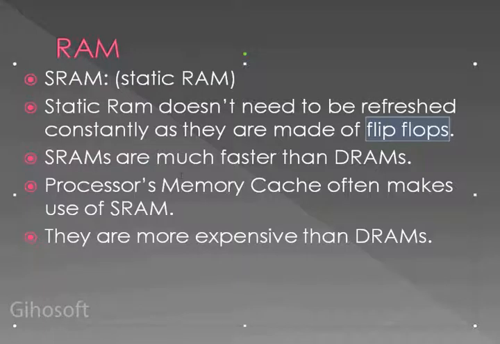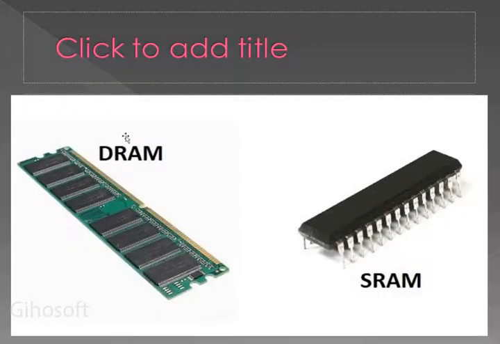They are more expensive than DRAM. They have less storage capacity. You cannot make, let's suppose, 2 GB RAM out of SRAM. It would be too costly. Now this is an example of DRAM. This is something which you usually find in your laptop or your personal computer, whereas this is an example of SRAM. SRAM looks like this.